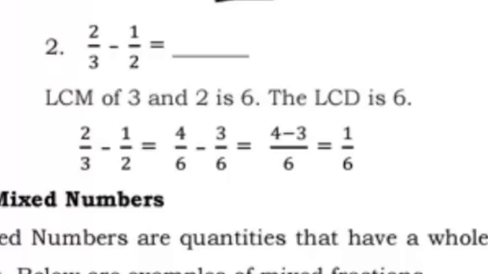Then for number 2, 2/3 minus 1/2. So you're going to have here the LCM of 3 and 2. The smallest number that both can divide is 6. So the LCD here is 6. Then you're going to rewrite 2/3 and 1/2 with denominator 6. You divide the LCD 6 by the denominator. First, 2/3: 6 divided by 3 is 2, then times 2 is 4. Then minus, 6 divided by 2 is 3, times 1 is 3. So you're going to have 4/6 minus 3/6.